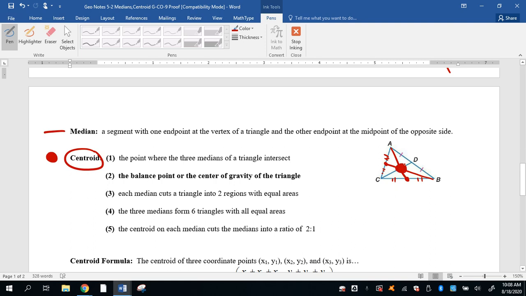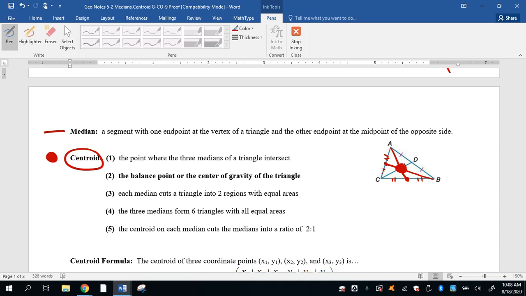Centroid is really interesting. Not only is it just defined as the point where three medians of a triangle intersect, it's the balance point or the center of gravity of the triangle, which we just talked about. Also, each median cuts a triangle into two regions with equal areas. The three medians form 6 triangles with all equal areas, and the centroid on each median cuts the medians into a ratio of 2 to 1. Very fun stuff for mathematicians.